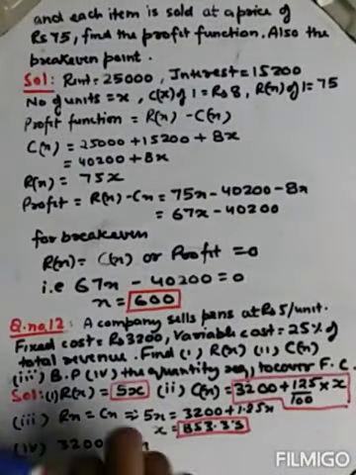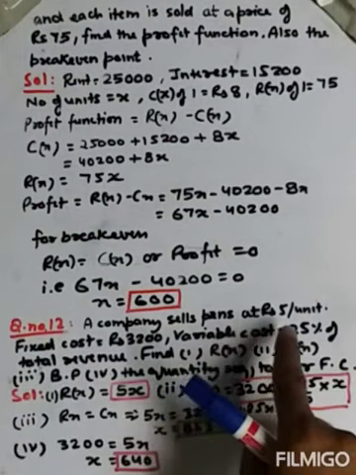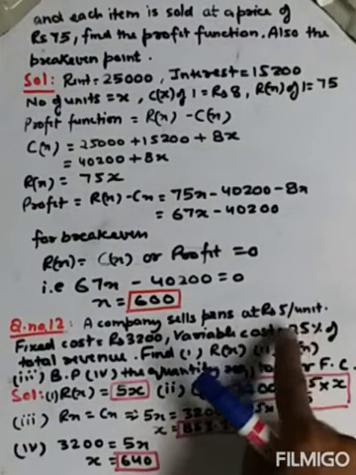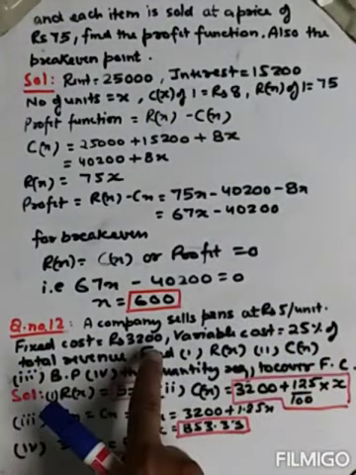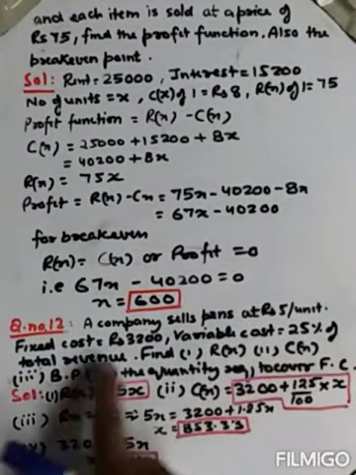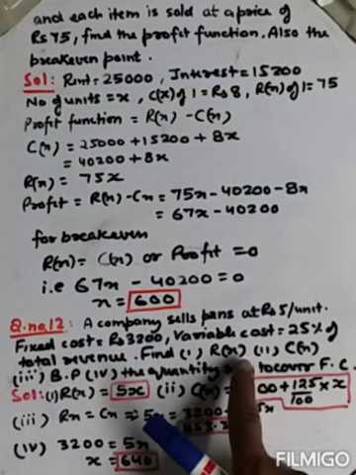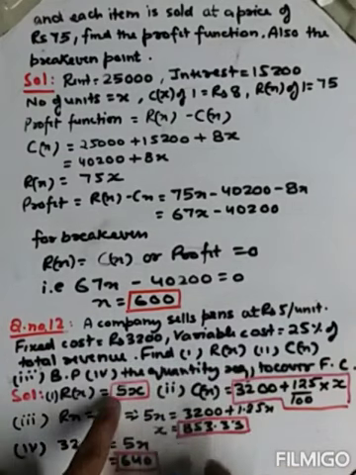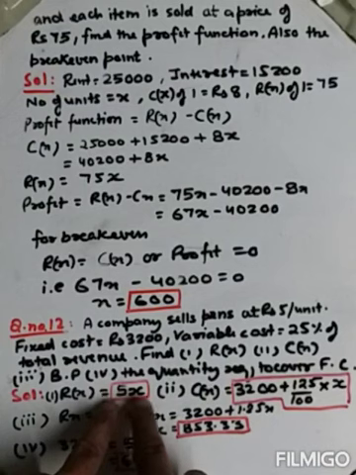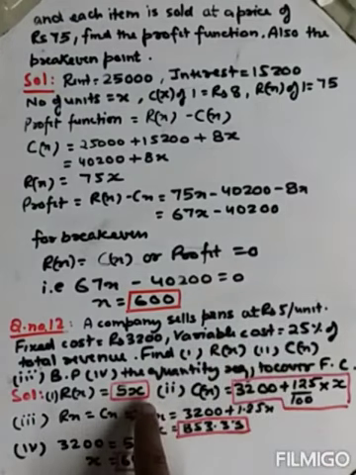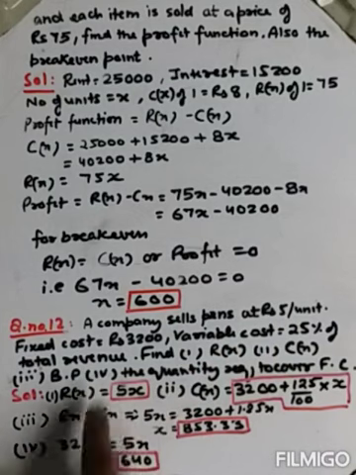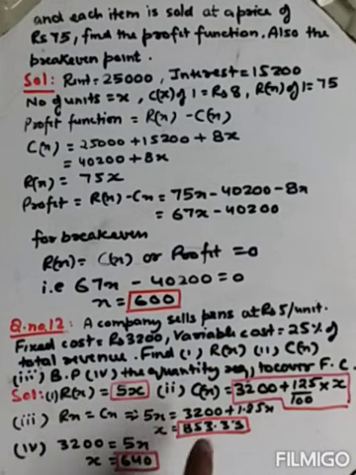12th question. A company sells pens at rupees 5 per unit. That is, this is the revenue of one article. Fixed cost is given, 3200. Variable cost is 25% of the total. Find the revenue function. How to find the revenue function? Revenue is SP of 1 into number of articles. SP of 1 is given. We have taken the number of articles as X.